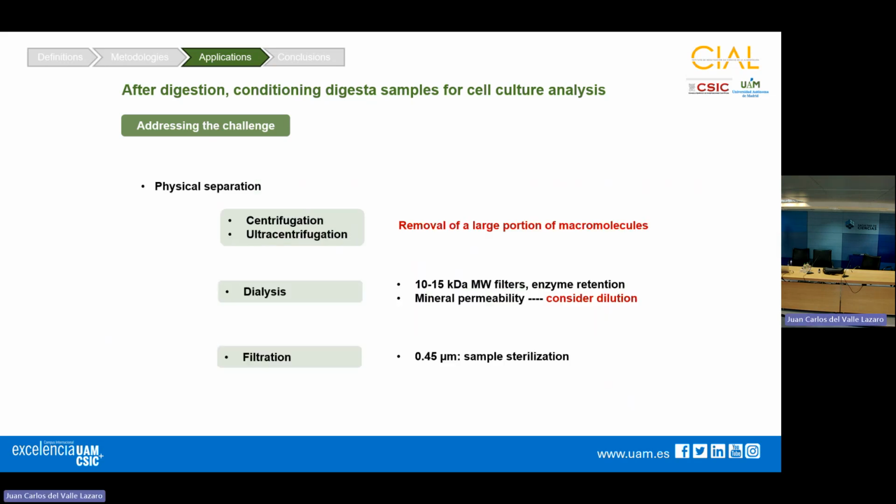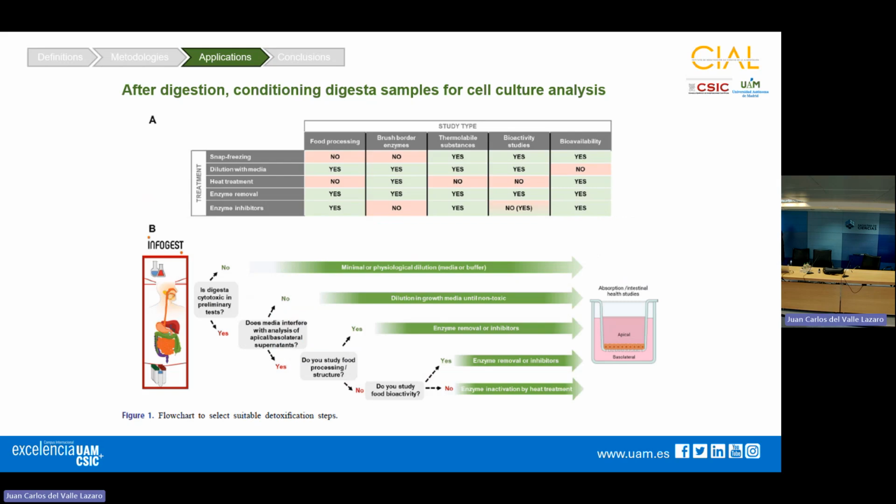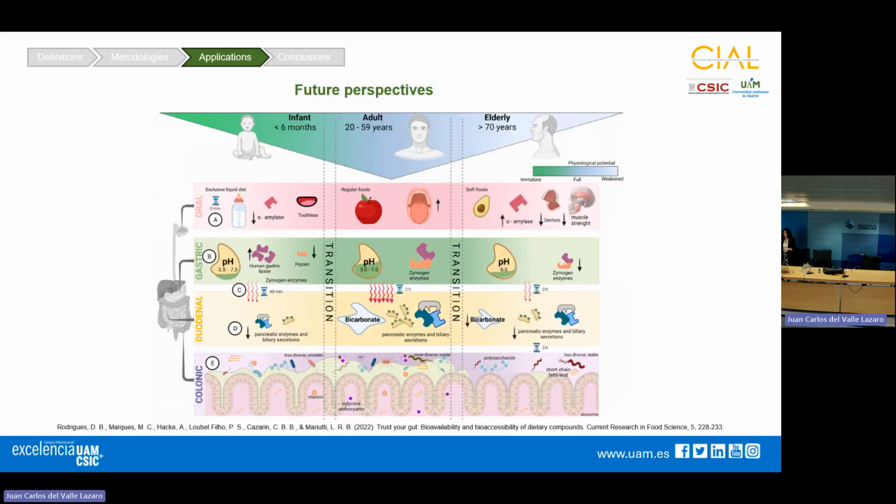Physical centrifugation is also commonly used to remove lipids, but it happens that you will remove a large portion of macromolecules. You have to be aware of that. Dialysis is also used, and filtration as well. In the review, we included a number of tables and a flowchart to help researchers decide how to do it.